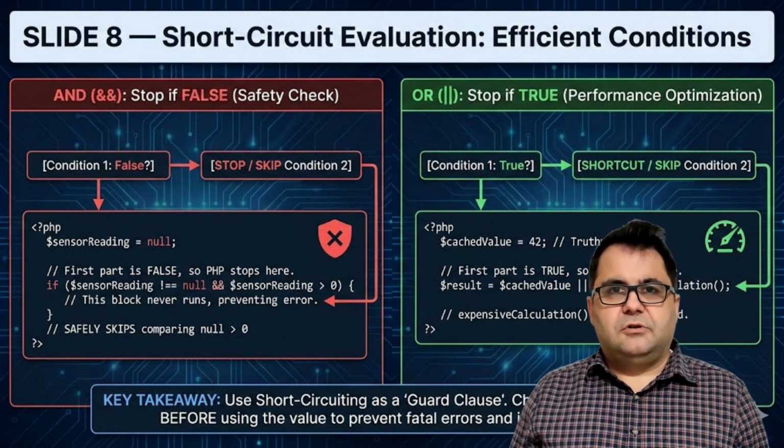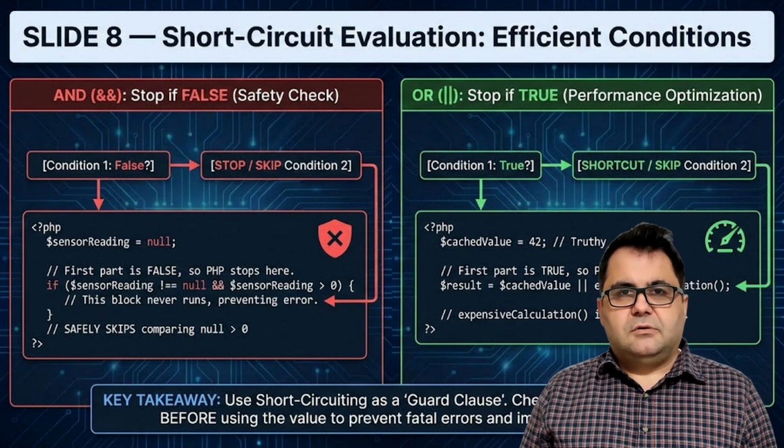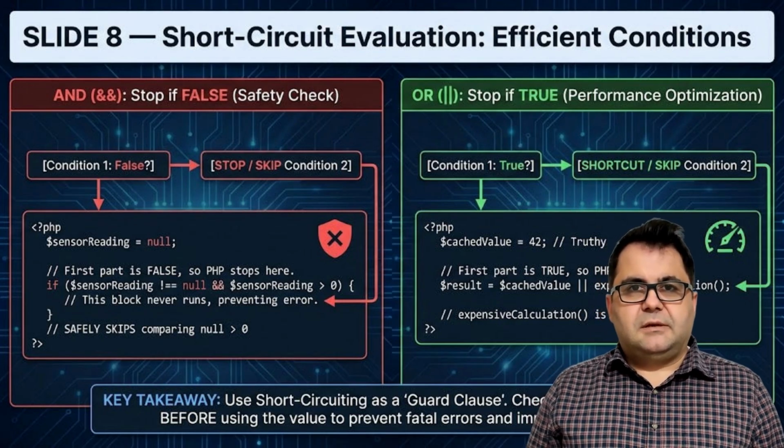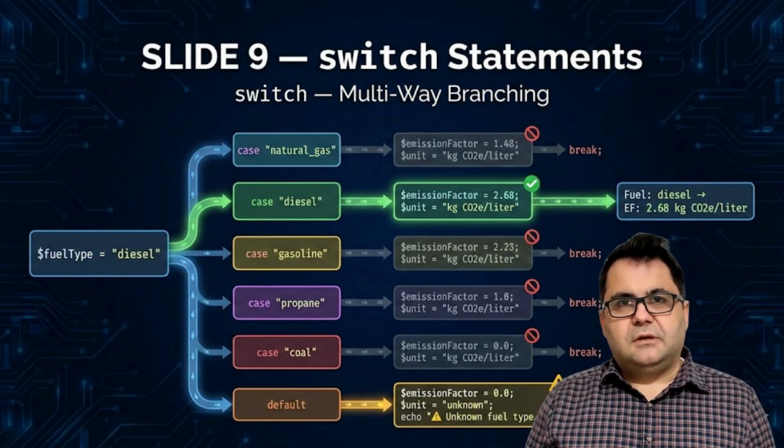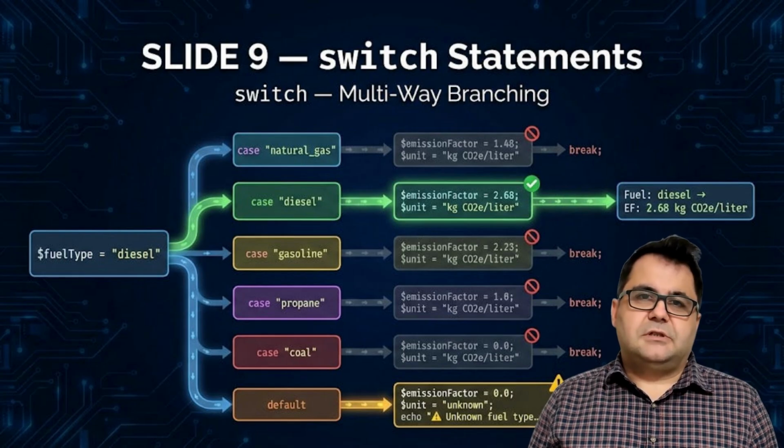This pattern, check for null first, then check the value, is essential in our platform where data might be missing. When you're comparing one variable against many possible values, switch is cleaner than a chain of elseif statements.